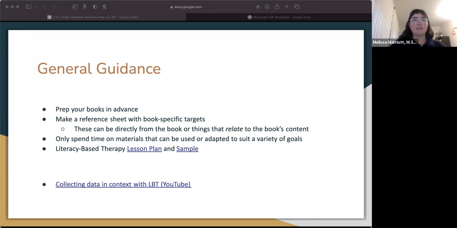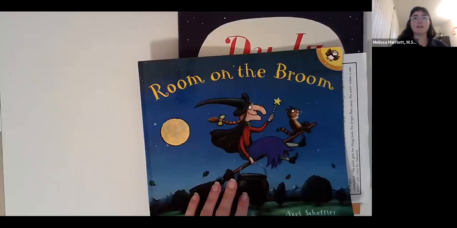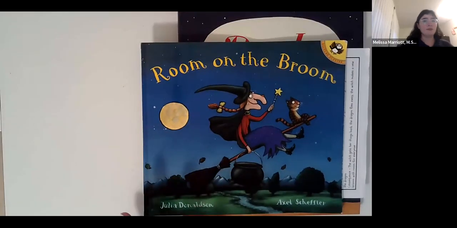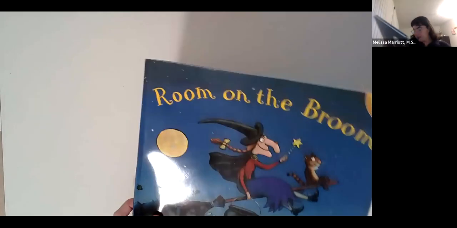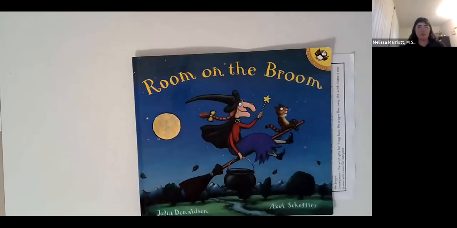So, okay, I am going to share my doc cam, and we can look at a couple of books that I really like and how I prep them. Okay. So the first one I have here is Room on the Broom.